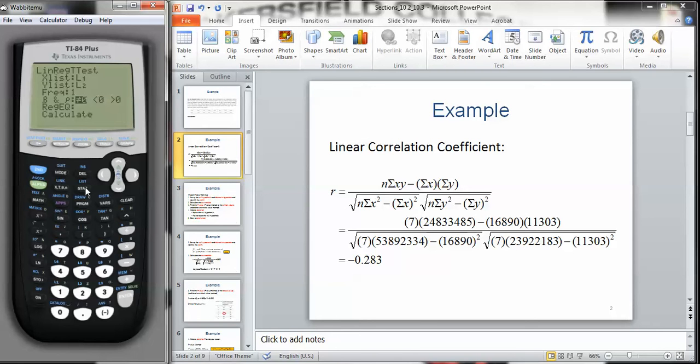And then we'll look at the alternative hypotheses in a minute, but in this case it's actually a two-tailed test. Right, so then go to Calculate, and then scroll down. Here it's your r, which is negative 0.283. Alright, so that's how you find your r.